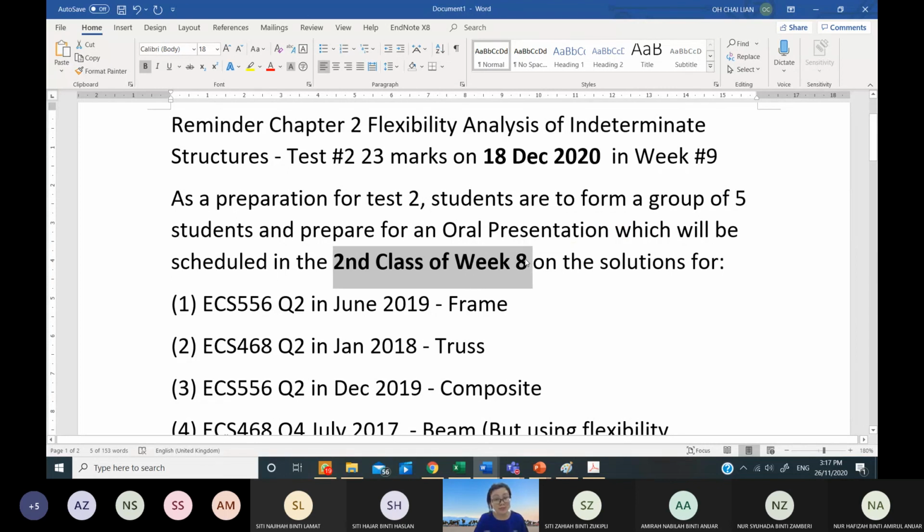Okay, so next week is a semester break. Then we will start with week 8. Week 8, not the first class. The first class will be on the composite structure, and the second class will provide a session for this oral presentation.